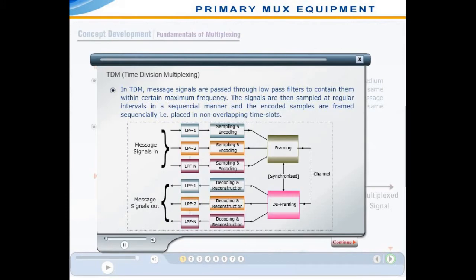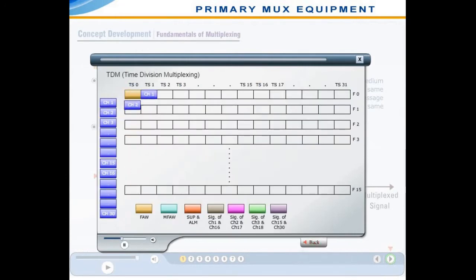TDM, time division multiplexing. In TDM, message signals are passed through low-pass filters to contain them within certain maximum frequency. The signals are then sampled at regular intervals in a sequential manner, and the encoded samples are framed sequentially, that is, placed in non-overlapping time slots. The process of TDM is shown on the screen.